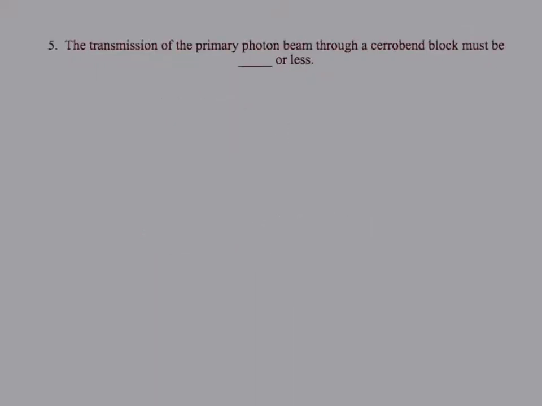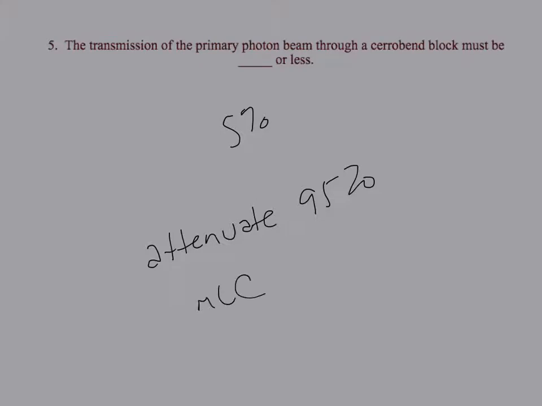5. The transmission of the primary photon beam through a cerrobend block must be 5% or less. So as a rule, the block must be able to attenuate 95%. Multi-leaf collimation is even better. That can attenuate 99.5%, so that's even better. But for a cerrobend block, it must be able to attenuate at least 95%, so only 5% of the beam is transmitted.